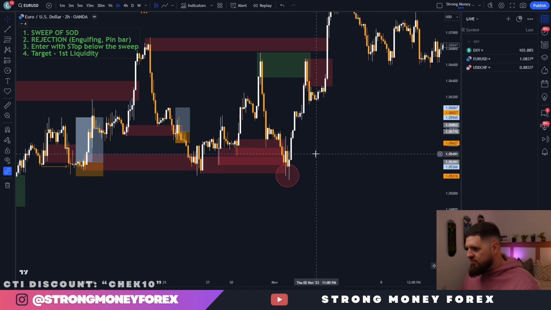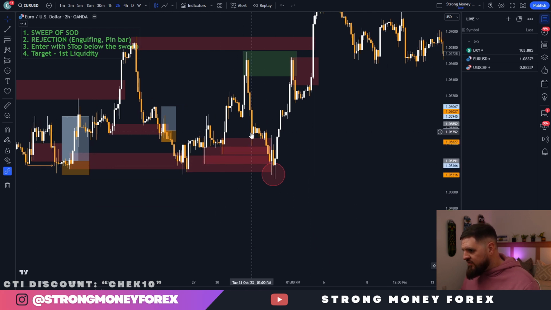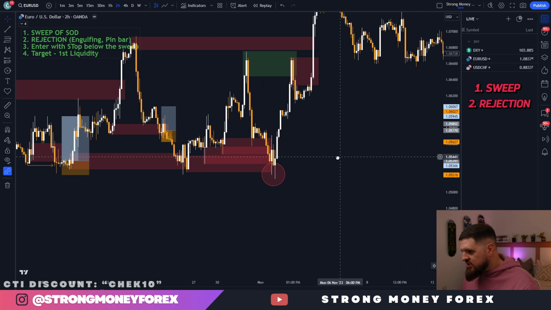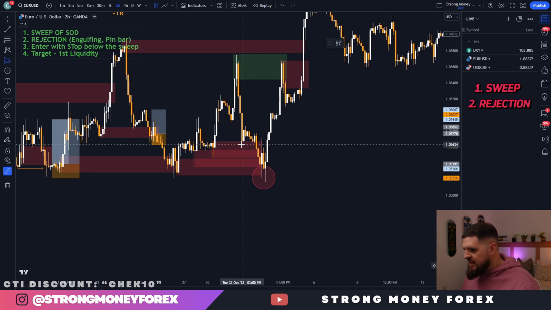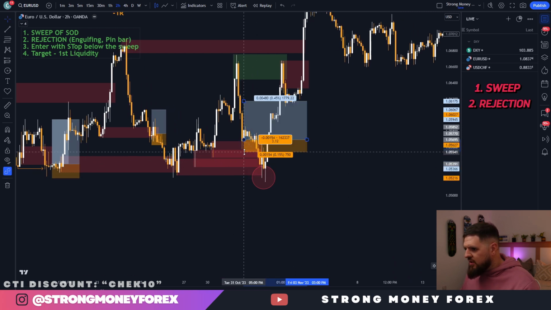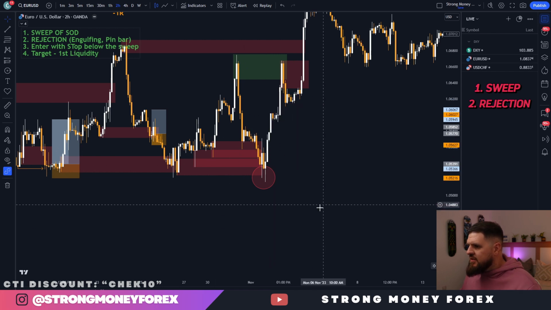Okay, what do we have here? So 1, 2, 3 demand zones here. We've got a sweep here and then a rejection. Okay, we enter in like this. Stop below the, oh, sorry, no, tell a lie, that's not a sweep. What do we have here?